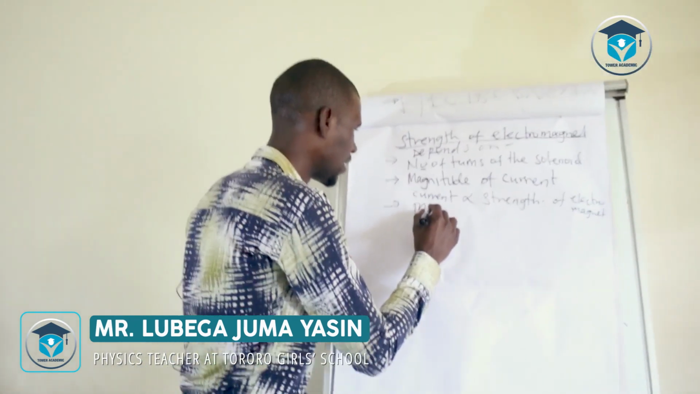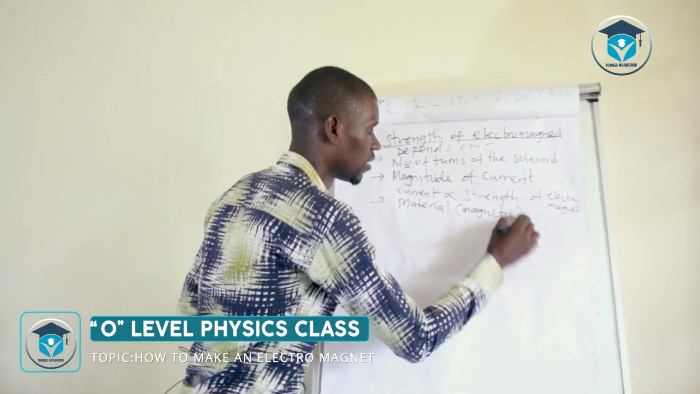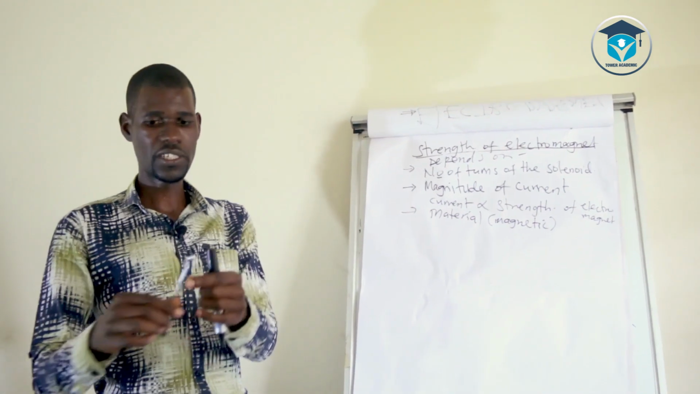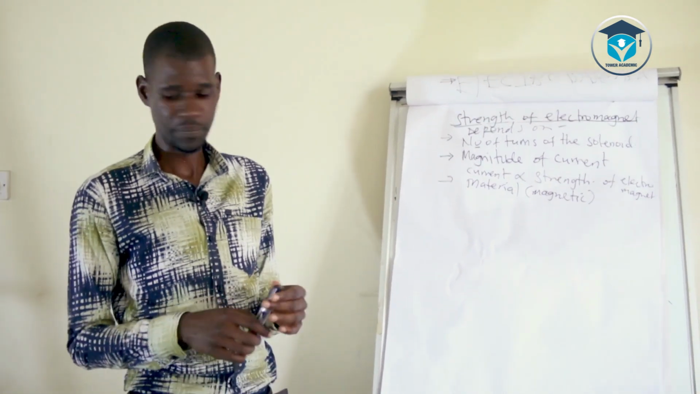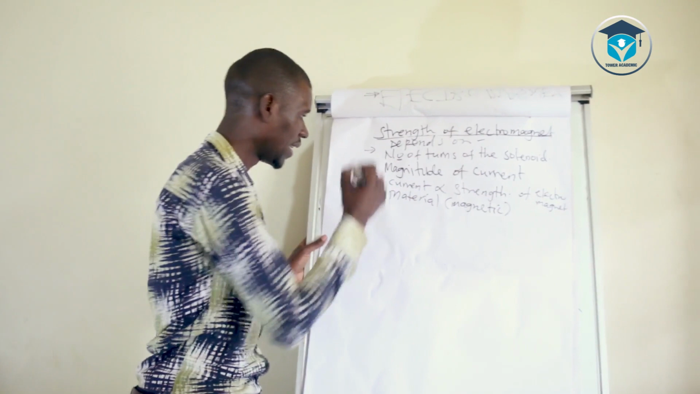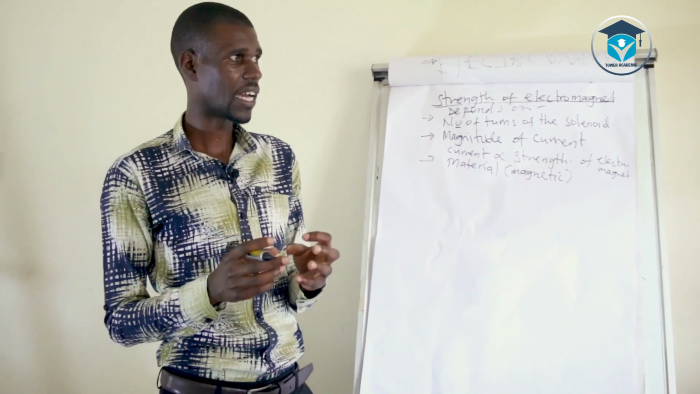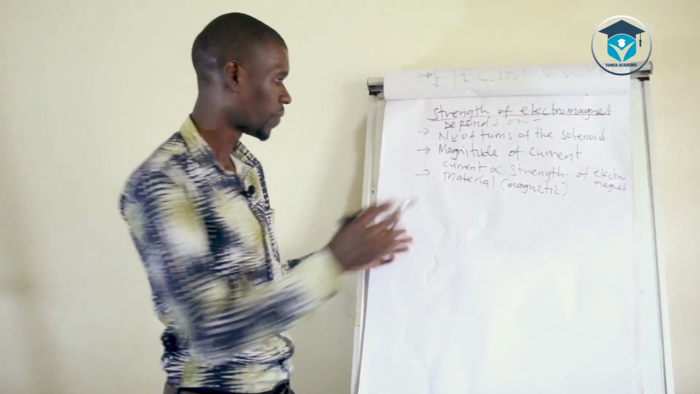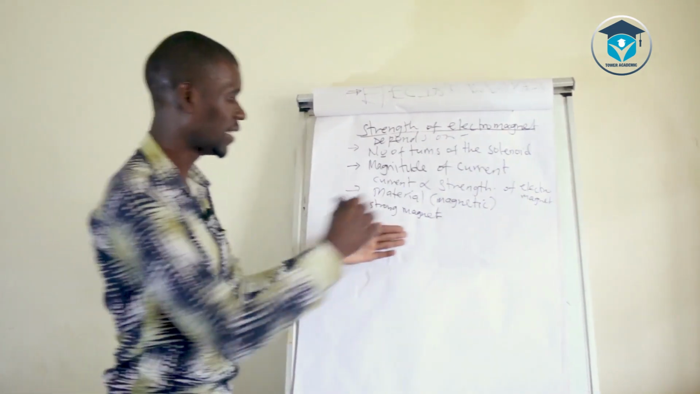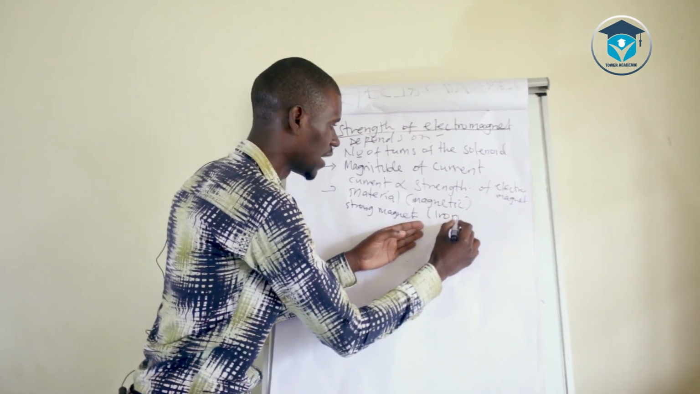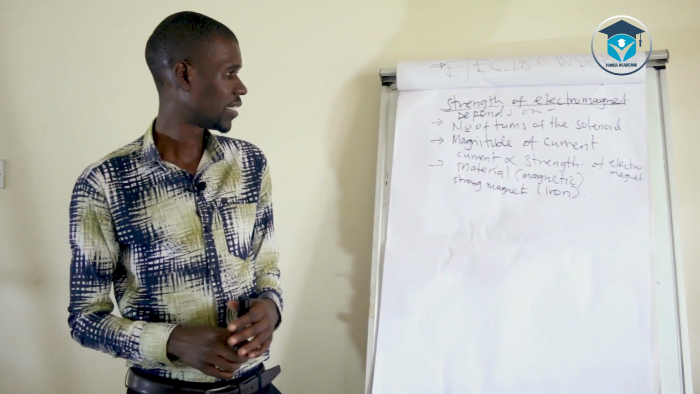Then 3, we have the material which is used. We've seen that we have magnetic materials like steel, like nickel, like iron. But for us to form a strong magnet, we use iron, because we all know that iron is easily magnetized and it acquires a strong magnetism. So if you want a strong magnet, it is produced if we use iron as our magnetic material, because iron is strongly magnetized and it is easily magnetized.